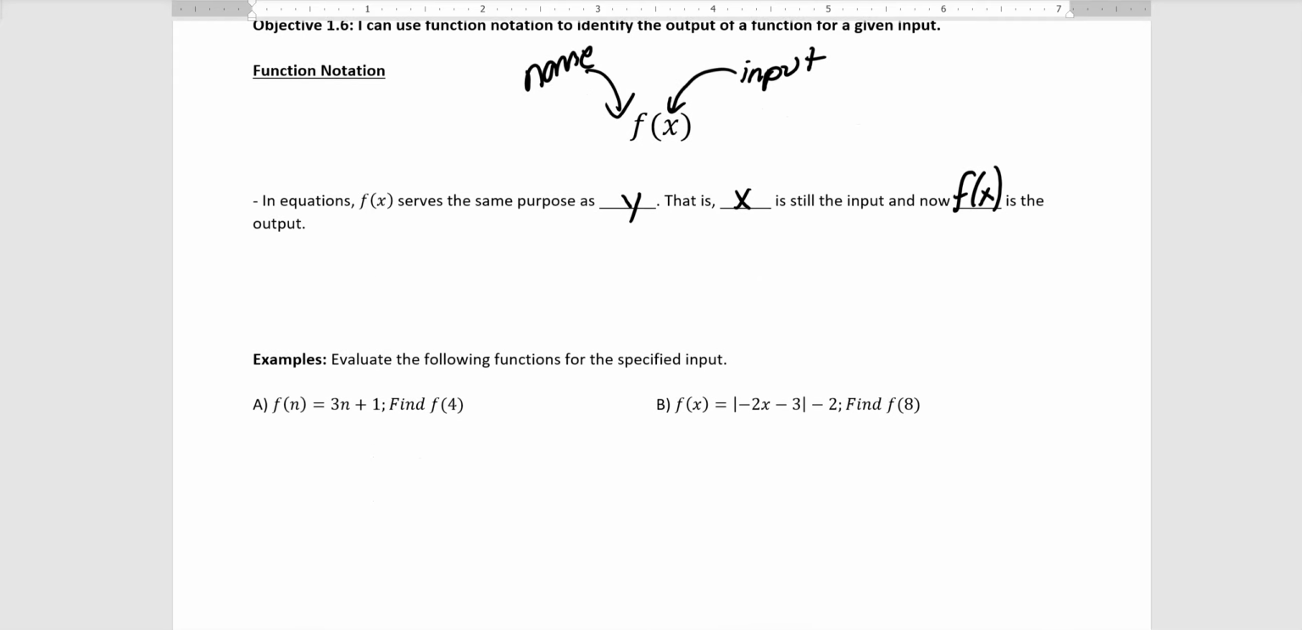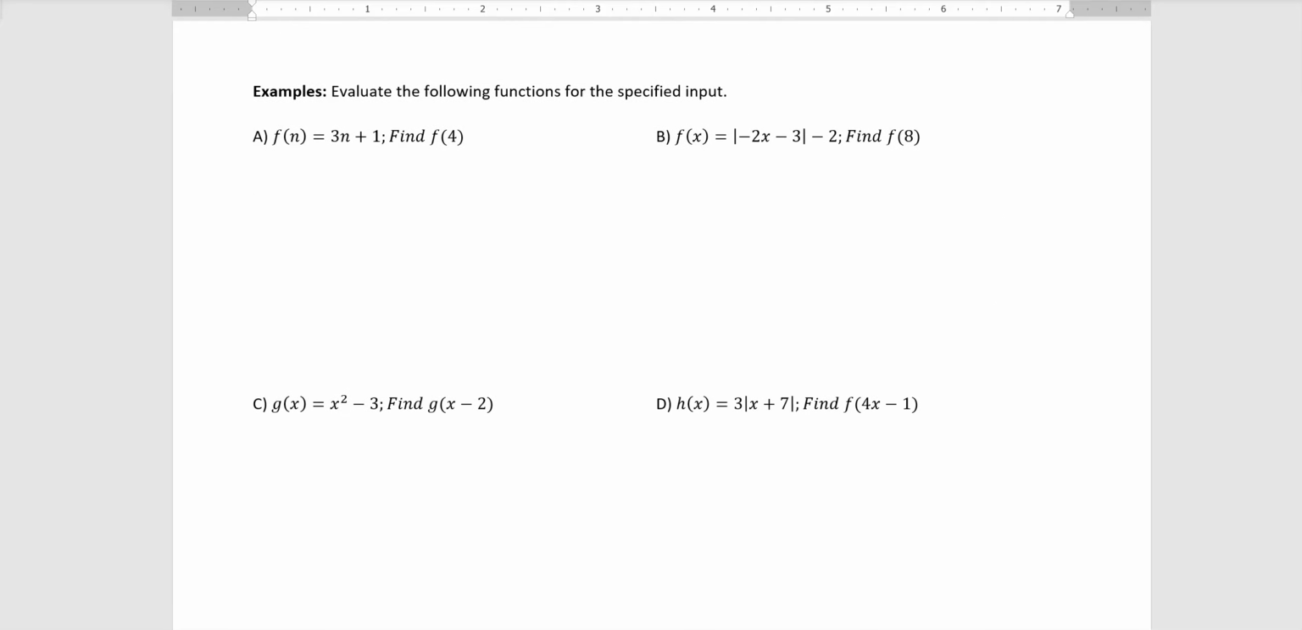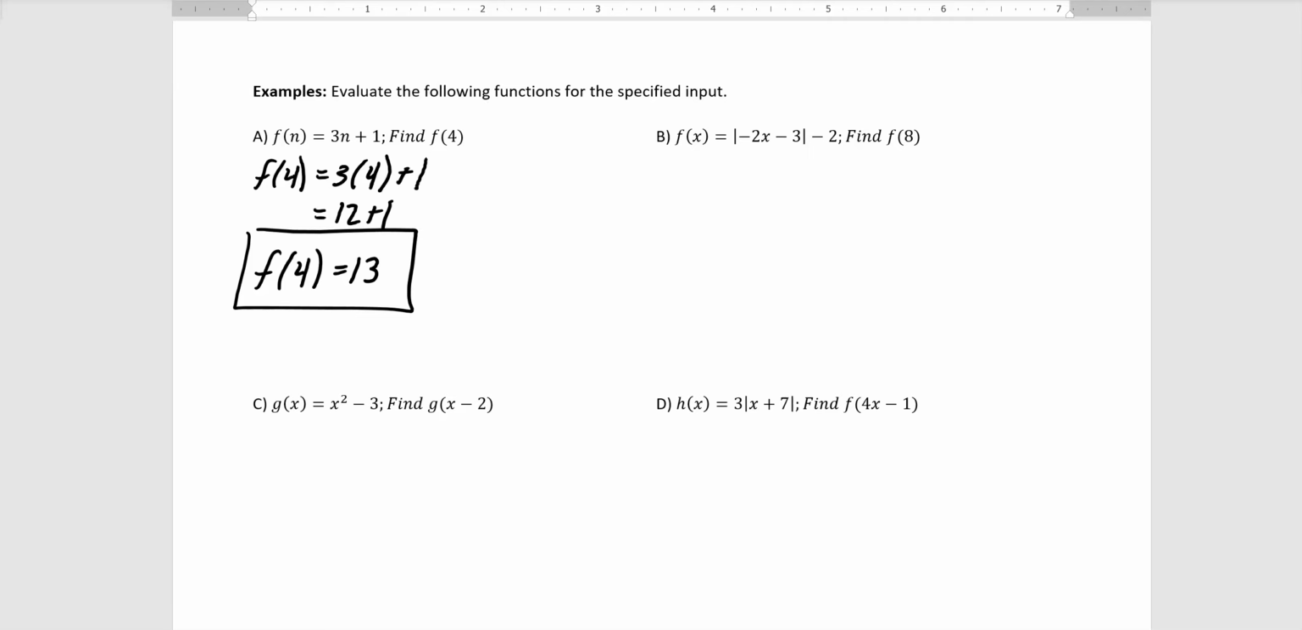So we're going to evaluate a few of these functions and see how we do. So a says f of n is 3n plus 1, find f of 4. To do that, anywhere there's an n, I'm going to plug in 4. So f of 4 equals 3 times 4 plus 1. Then I'll simplify this. 3 times 4 is 12, 12 plus 1, so f of 4 is 13. And that would be my answer. Now notice, if my input is a number, my output, my simplified f of 4, is also a number. So let's try b here.